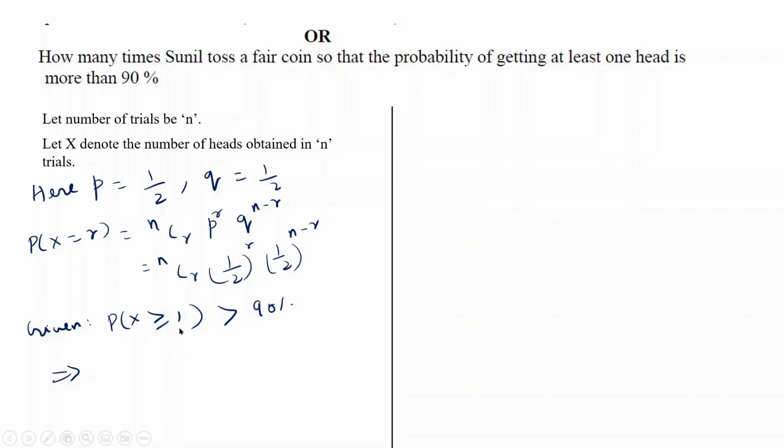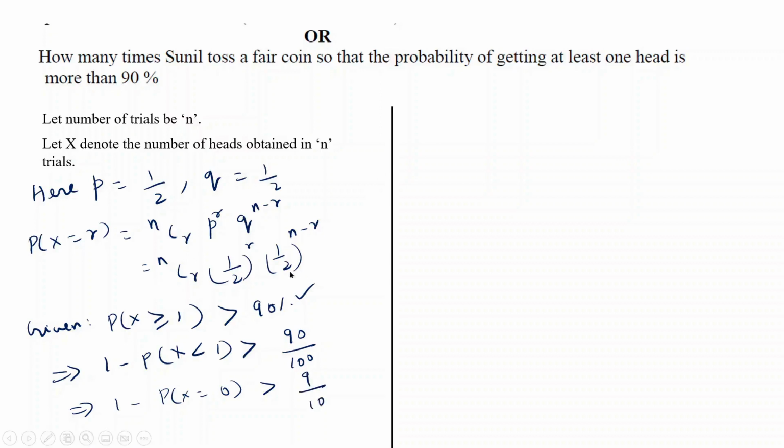Since it is difficult to find 1, 2, 3 and so on, we do not know what n is. So let us write this as probability of x greater than or equal to 1 is 1 minus probability of x less than 1. This is greater than 90%, which is 90 by 100. Now probability of x less than 1 is probability of x equal to 0. This implies 1 minus probability of x equal to 0 is greater than 9 by 10.